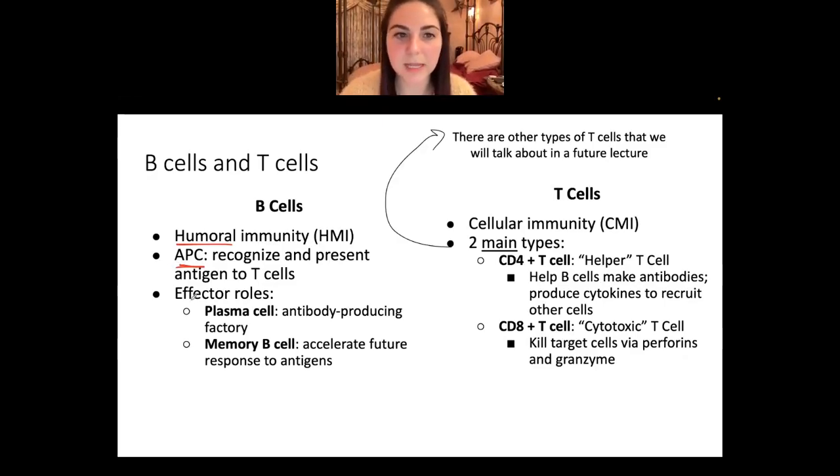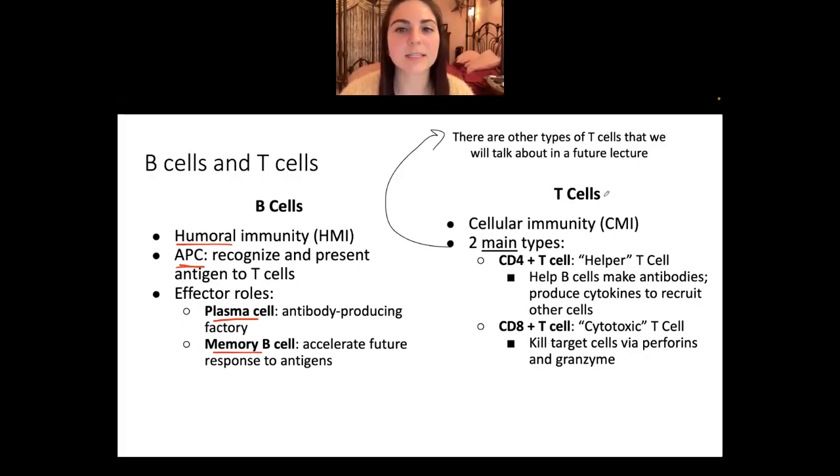The effector roles meaning if you activate a B cell, it can now do two things. It can either turn into a plasma cell, which is basically an antibody secreting factory, just churning out antibodies all day. And you can also get production of a memory B cell. A lot of the time with the adaptive immune response, you're going to get memory. So a memory B cell is going to accelerate future responses to antigens, meaning if you see that antigen again in the future, the B cell is going to remember it if you go through this response. Okay, so that's B cells.